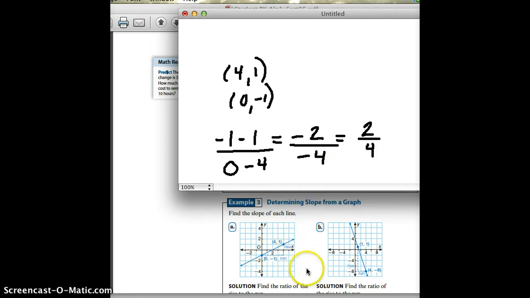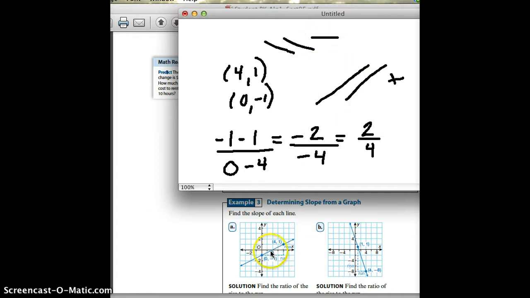The next thing is counting. Remember, rise. So how much did it rise? Well, this is how much it goes up: 1, 2. That's a positive number. How much did it run? Well, it ran to the right: 1, 2, 3, 4. 4 to the right. Another thing to remember is that all lines that go this way are positive slopes. All lines that go to the left are negative slopes.